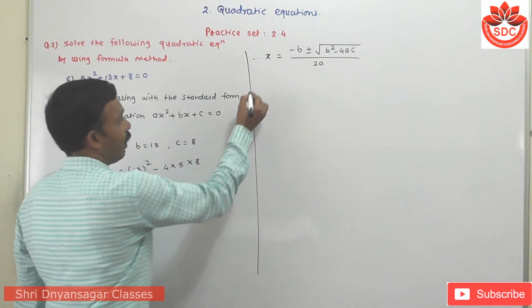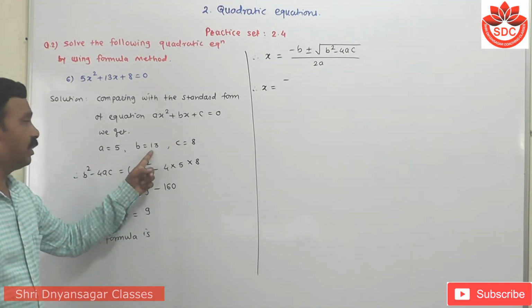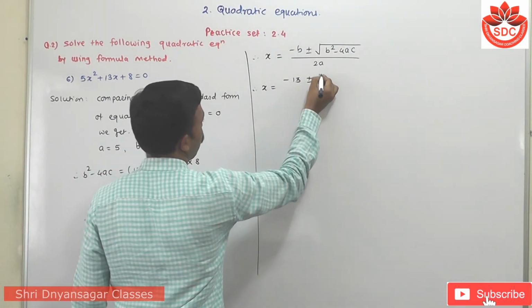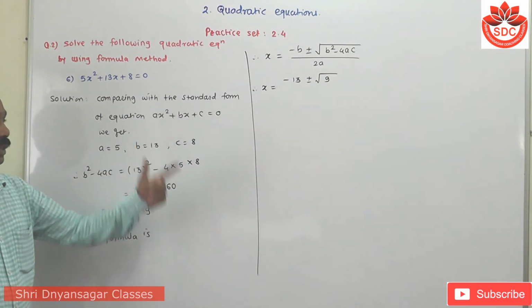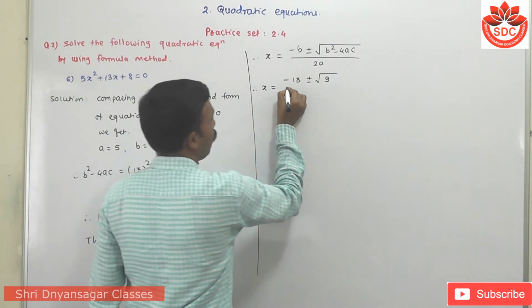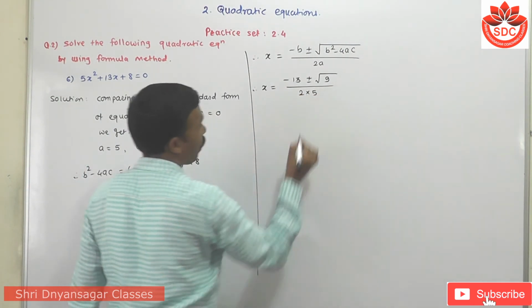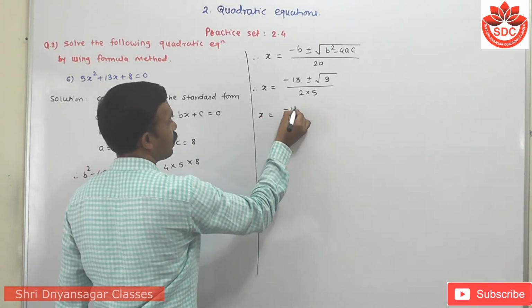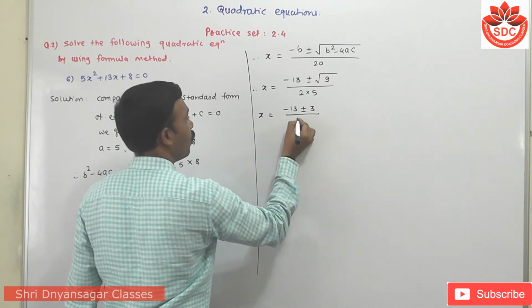Student, we substitute the values. Therefore, x is equals to minus, the value of b is 13, means that minus 13 plus minus under root of, we have to find out its value, b square minus 4ac is 9 upon 2 into a is 5. Then x is equals to minus 13 plus minus, we can find out its square root, means that 3 upon 10.